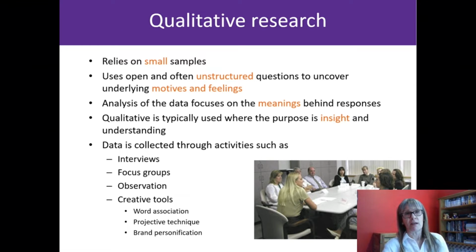Qualitative research relies on small samples. It uses open and often unstructured questions to uncover underlying motives and feelings. Analysis of the data focuses on the meanings behind the responses. Qualitative is typically used where the purpose is to gain insight and understanding. Data is collected through activities such as interviews, focus groups, observation, and creative approaches such as word association or projective techniques and brand personification. An example of that would be, if Amazon was to come alive as a person, what would they be like?